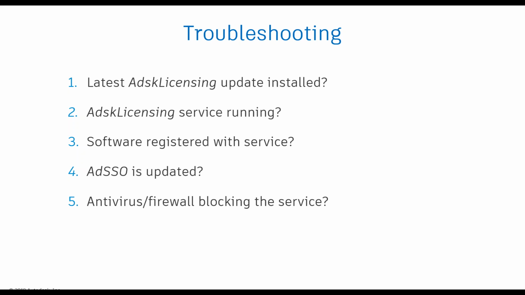Then we need to check if the service is running. So the update is there. Is the service running? If yes, then we need to move forward. If not, we need to make sure it's running properly. If the service is running, is the software registered with the service? Sometimes it happens that we have the update already in place, but the software is not actually registered with the service. Here is where the installation helper comes to help us. If all is good, then we need to move to ADSSO. Is the ADSSO working? One good way to test that is to check if the ADSSO is properly installed, and if there are important registry keys to check. We're going to check those in a second.